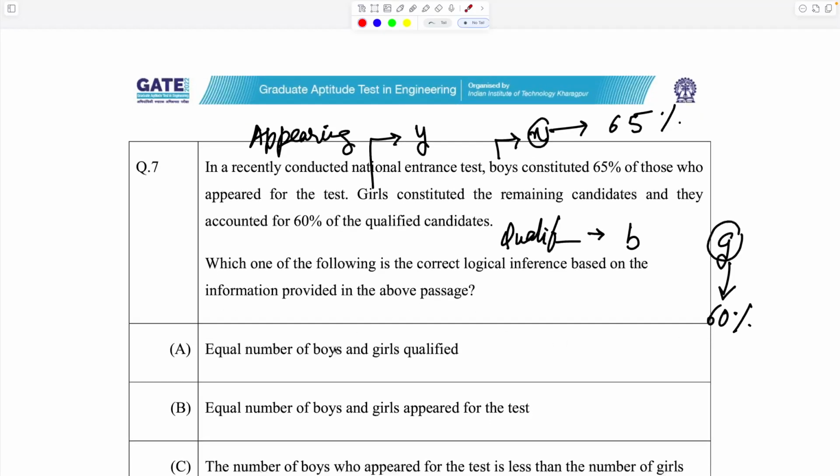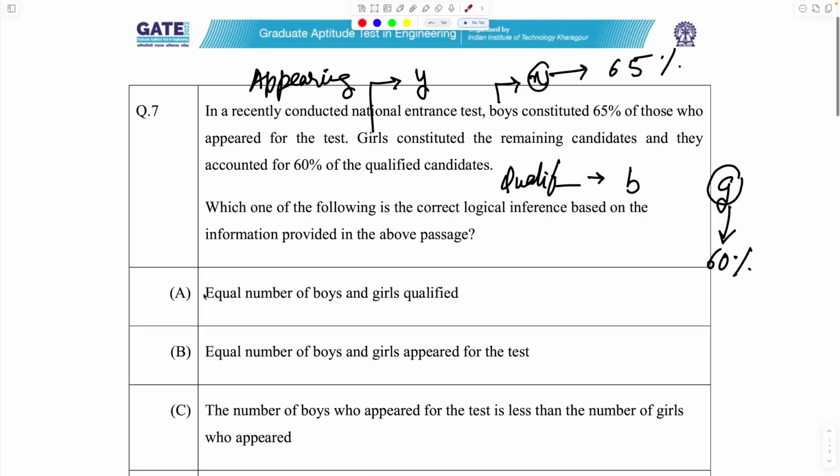Now what are the logical statements that they are giving to us? They are saying that an equal number of boys and girls qualified. That does not really fit well, because when they are talking about qualified candidates, the number of qualified candidates is completely independent of the appearing candidates. And it is given that 60% of qualified candidates are girls, so they are not equal. This statement says that of the qualified candidates 50% were boys, 50% were girls, but no, they have given us 60% girls. So the first statement is completely false.